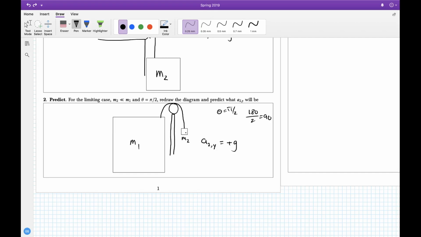And here's where it gets confusing. You might be wondering, well, this object's not really in free fall. This one's in free fall. Sure, but then if we ask ourselves, what's the acceleration of M1? Well, most of you would say negative g, right? But the acceleration of M1 and M2 are actually identical because of this rope.